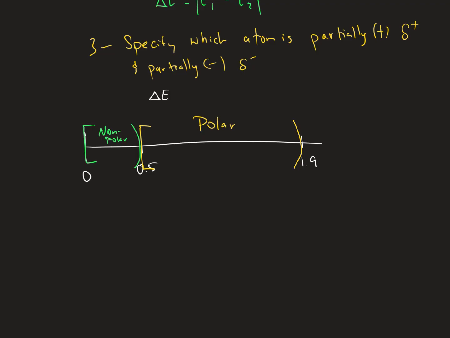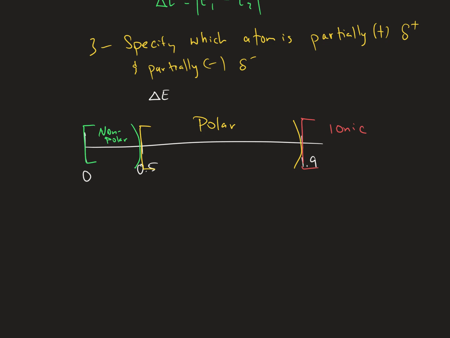What do we say if it's bigger than all that junk? Ionic. Does that mean we can't have a polar covalent bond that has a greater difference than 1.9? No, it doesn't. You can. And we're not going to call it ionic.